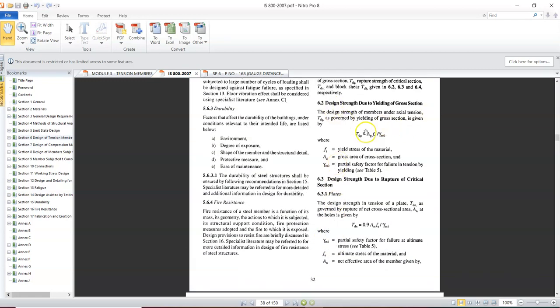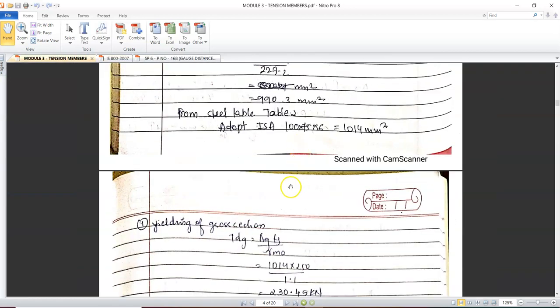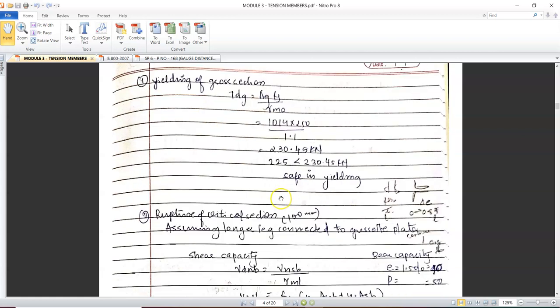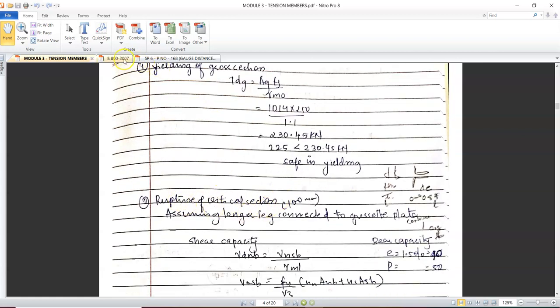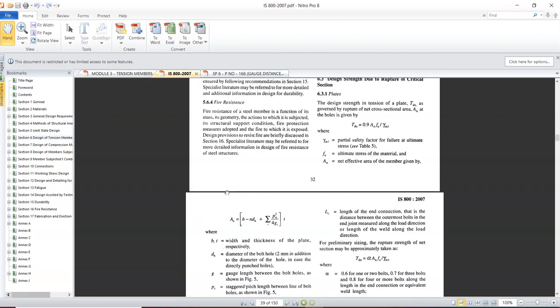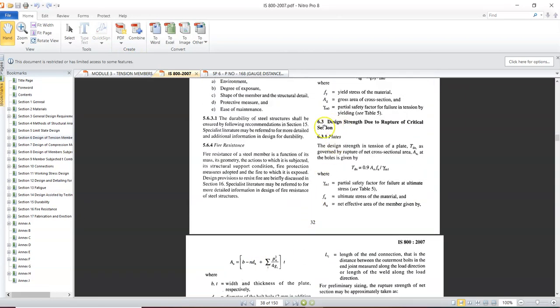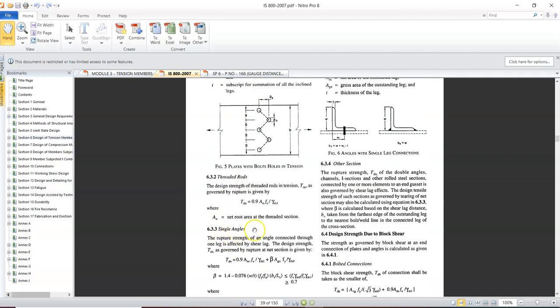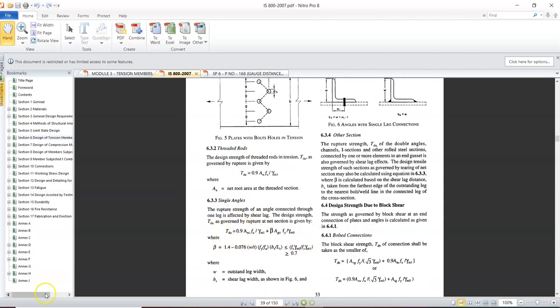Yielding of gross section, referring to this formula, Tdg is equal to Ag into Fy by gamma m naught. So therefore, which is 230 kilonewton, which is greater than 225. So therefore, adopted angle is safe in yielding. Now coming to the rupture of critical section, that is 6.3. 6.3.1 is for plate. Now since we are checking for angles, we have to refer to 6.3.3 using this formula.